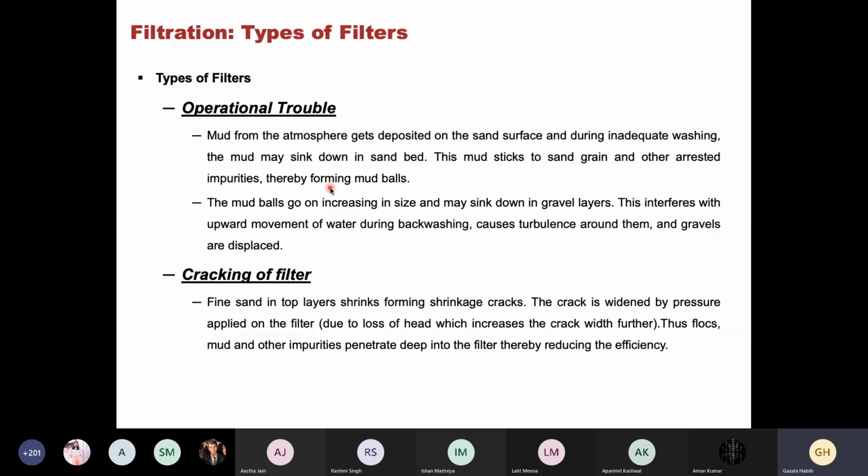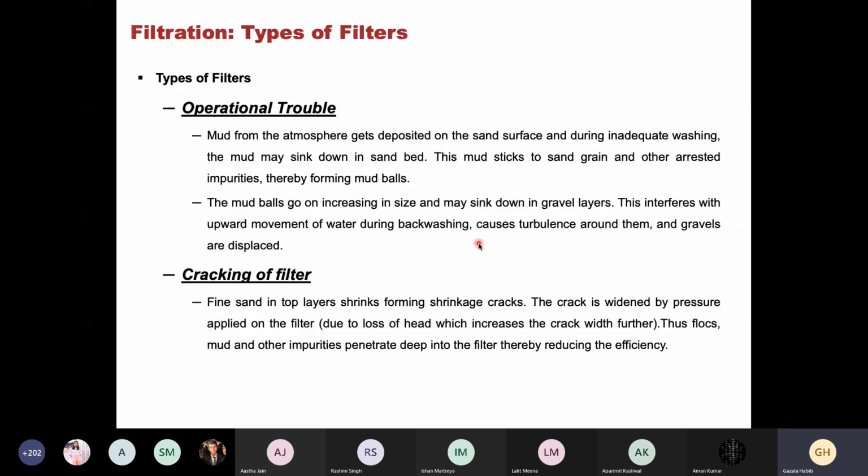What happens is this mud particle will stick to the sand grain, and slowly they will form mud balls. Okay, this mud ball further sinks inside the filter, and they will clog even the gravel layer. Okay, sink down in the gravel layer, and they will clog the whole filter, and this interferes with the upward movement of water during backwashing, so even the backwashing will be affected if the mud balls form inside the filter.